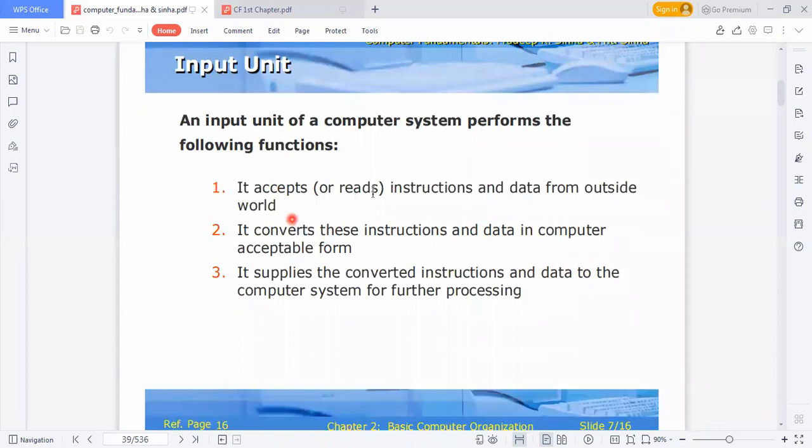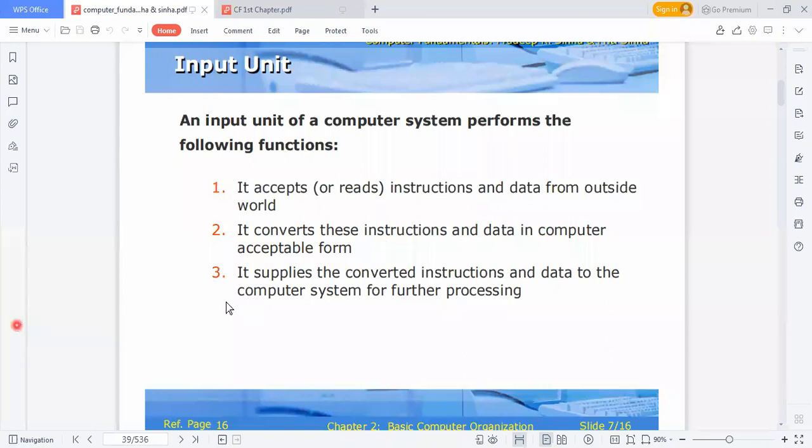It accepts or reads instructions and data from the outside world. We can collect data from YouTube, from email, or from different media. Now the second function is that it converts these instructions and data into a computer-acceptable form. That means the instructions must be acceptable to the computer, so we have to convert them into an acceptable form for a computer.